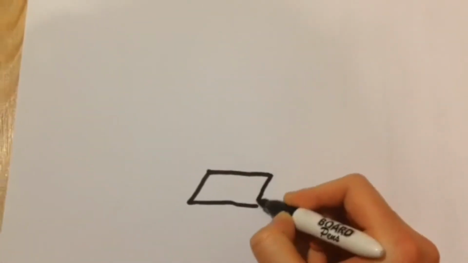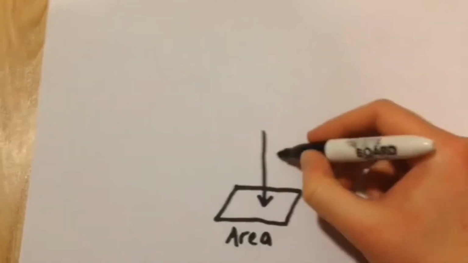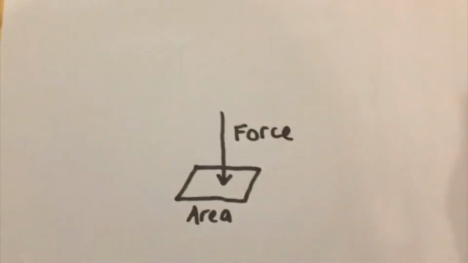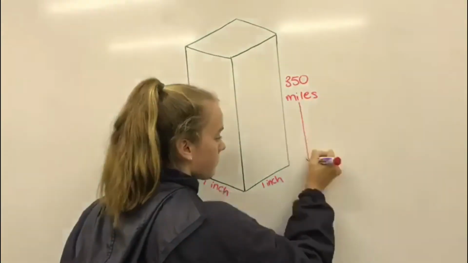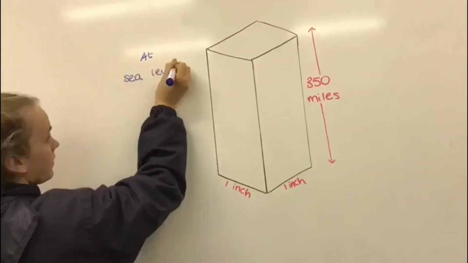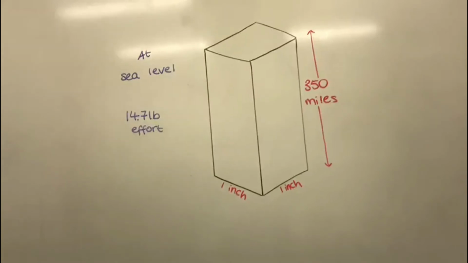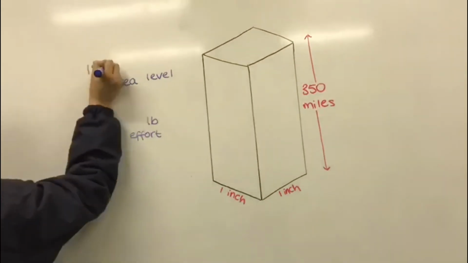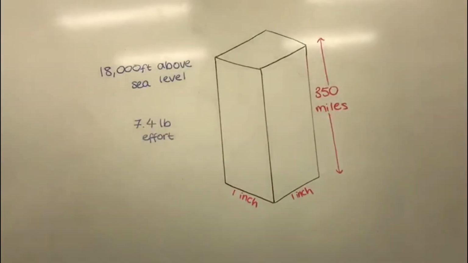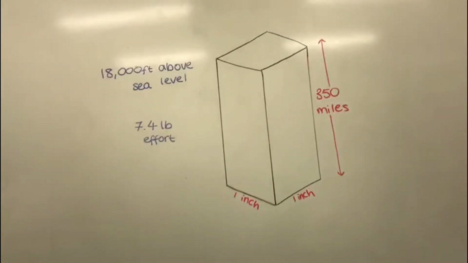Pressure is the force applied perpendicular to the surface of an object per unit area over which the force is distributed. For example, if there is a sealed column of air that had a footprint of 1 square inch and is 350 miles high, it would take 14.7 pounds of effort to lift it. If the same column was lifted at 18,000 feet above sea level, it would take 7.4 pounds of effort to lift it.